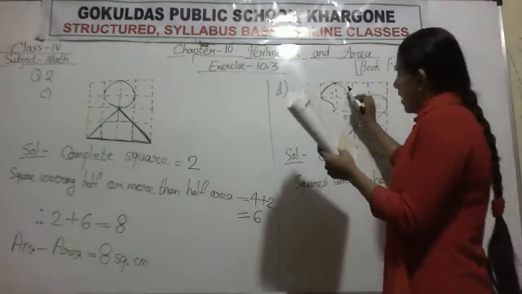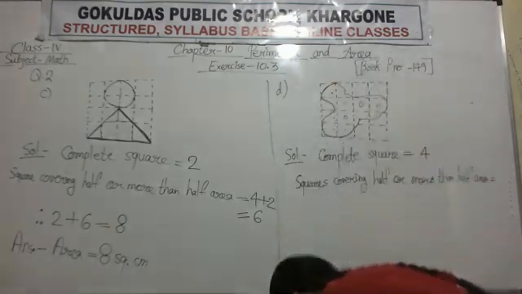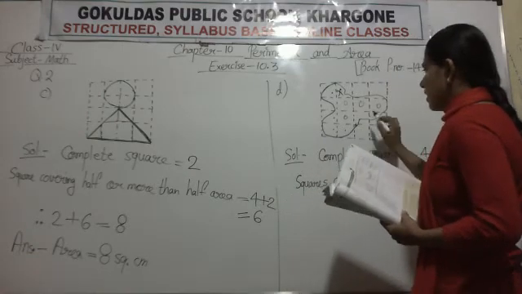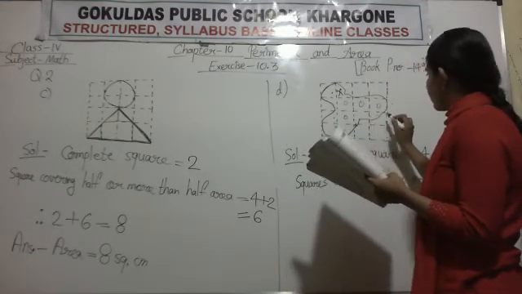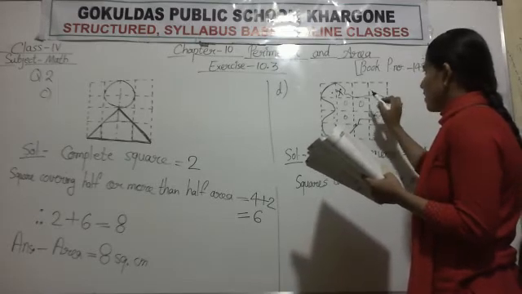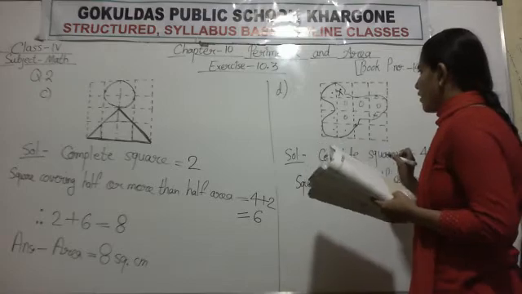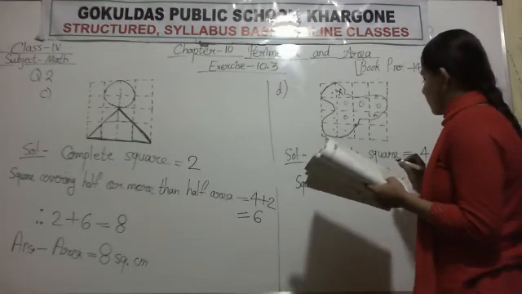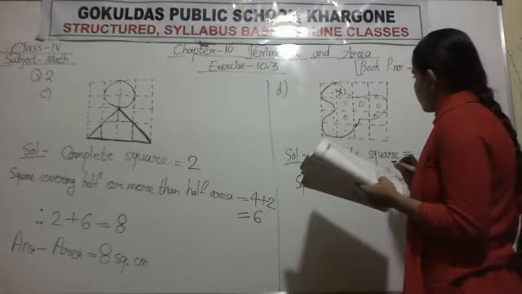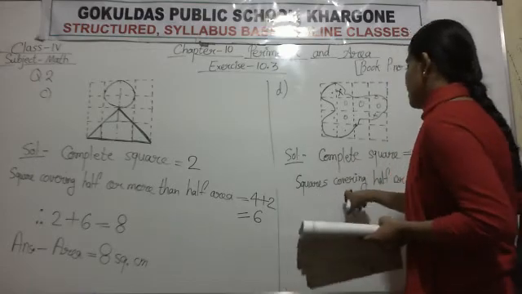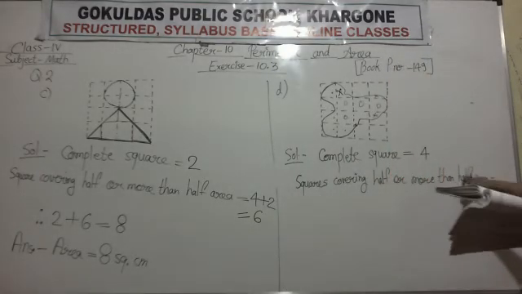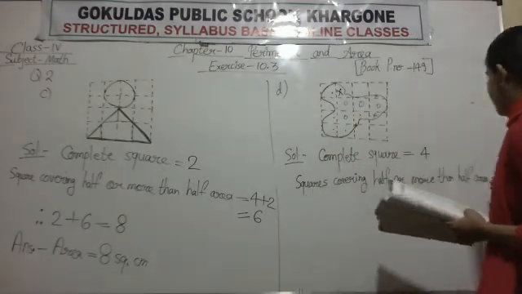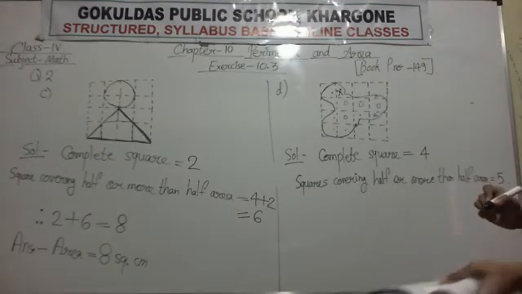We will ignore this part. Why? Because it is covering less than half. So ignore it. We will ignore this part also because it is covering very less. This part is very less, so we will ignore this part. Okay? So squares covering half or more than half are 1, 2, 3, 4 and 5. 5 squares are covering more than half.